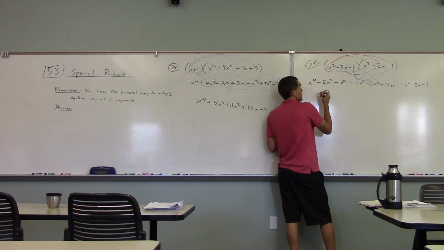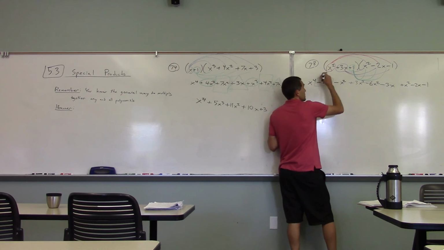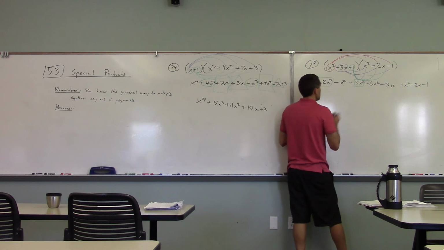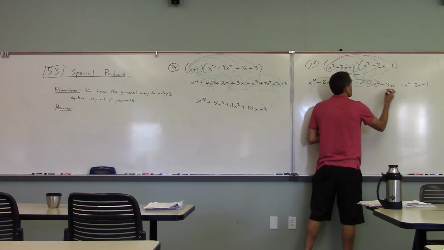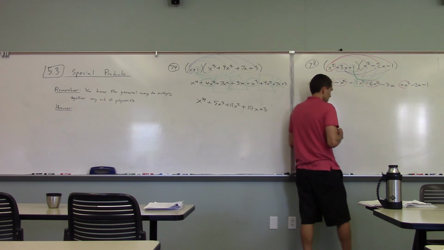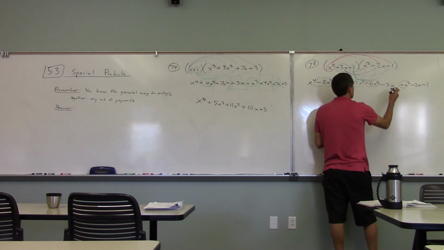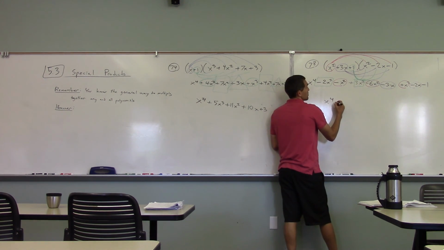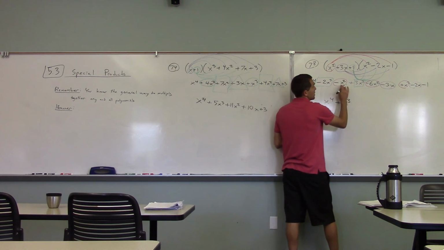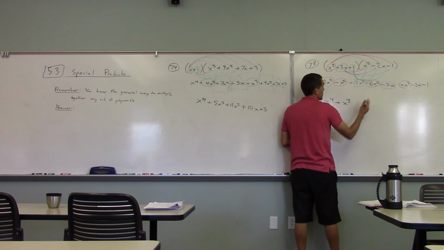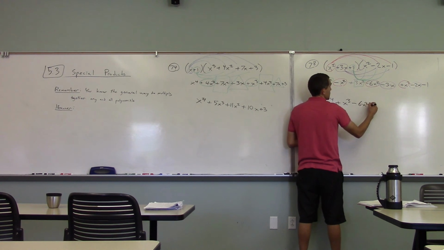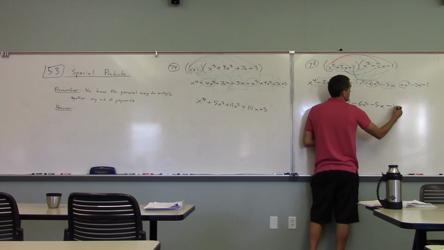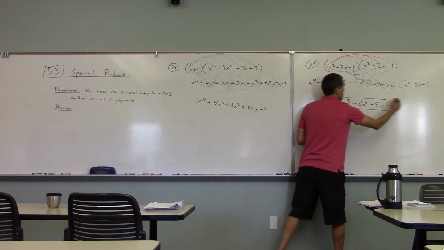Okay, so we got the x to the fourth all by itself, then some x cubeds with no others. Then we got some x squareds, and finally some x's. So combining like terms, we get x to the fourth plus 1x cubed. Minus 7 plus 1 is minus 6x squared. And then minus 3 and minus 2 is minus 5x, minus 1. So hopefully everybody got that.